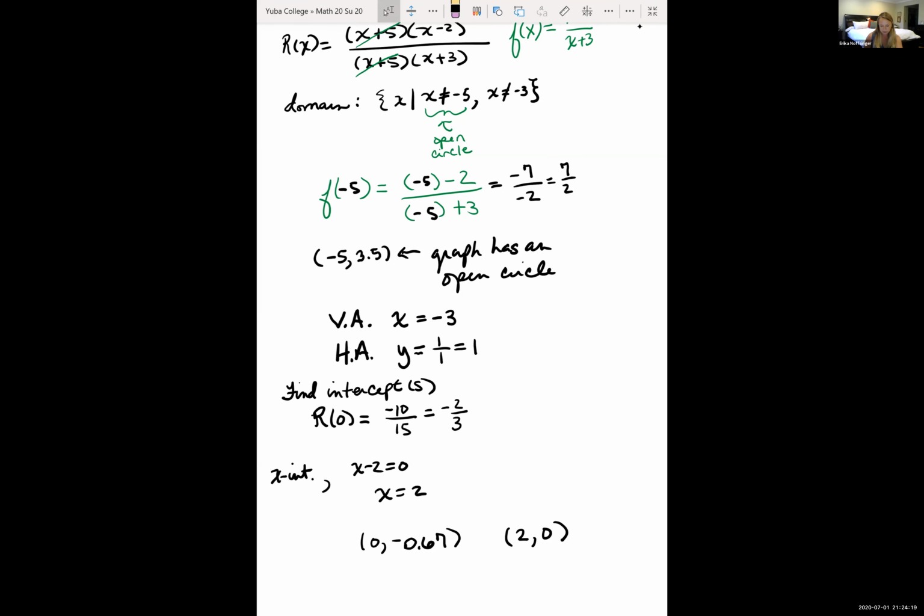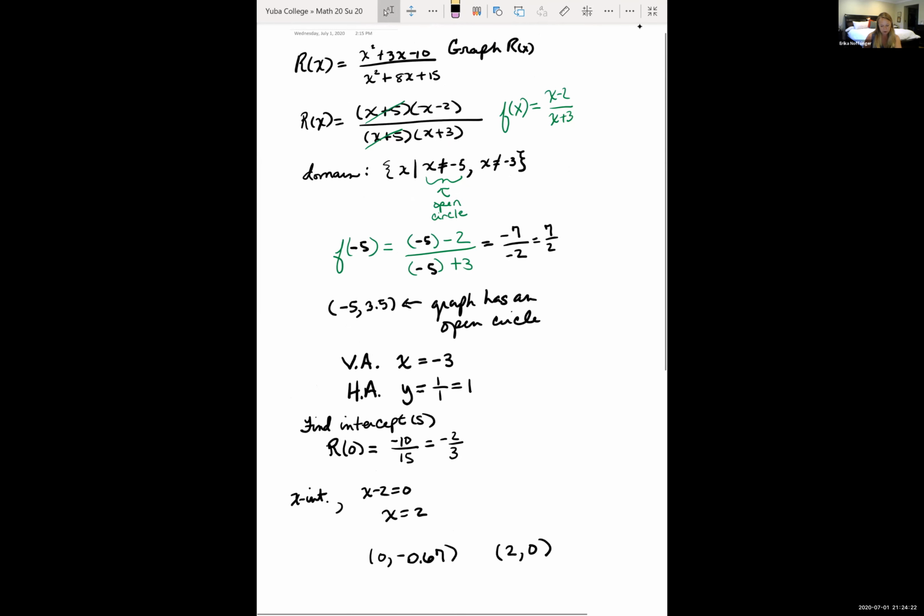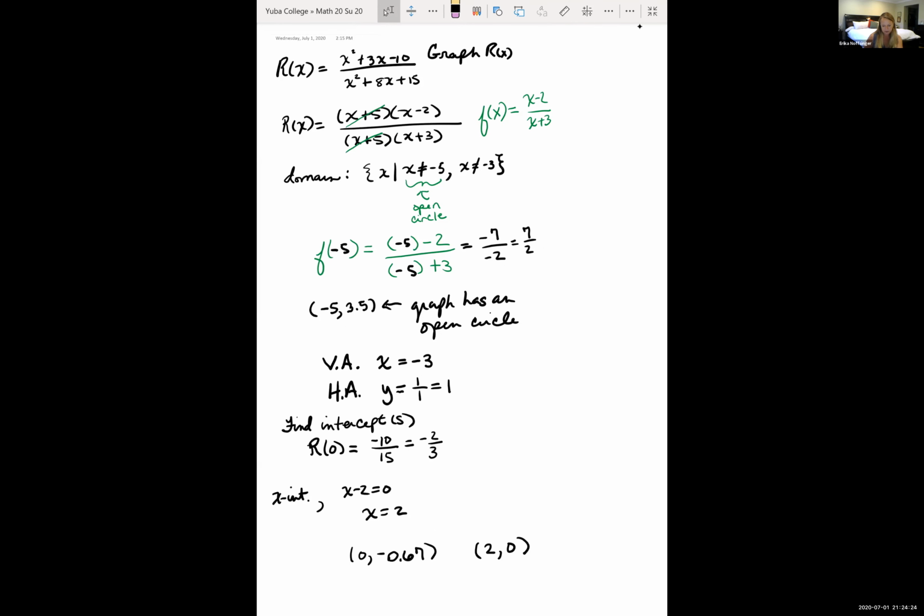Okay, so let's put together so far what we have. We have our asymptotes that occur. We have our intercepts that occur. And so graphing all of those together.